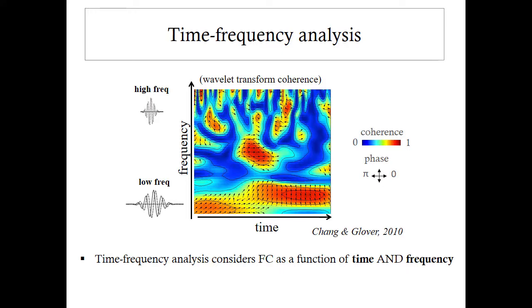But another thing you can do is to just see what happens across many different time scales or frequency scales at once. This is a time-frequency analysis, and what we're looking at here is the coherence between brain regions as a function of both time and frequency. Coherence is indicated by the colors. You can also add phase information with arrows if you'd like.